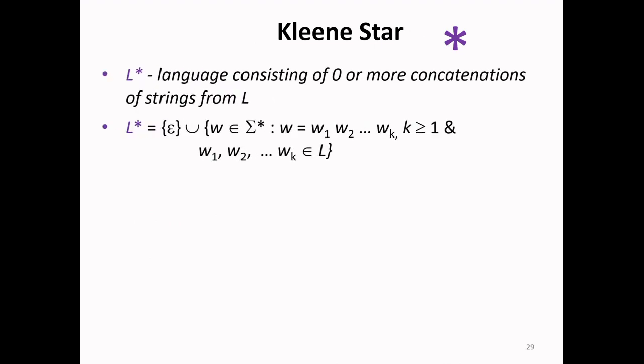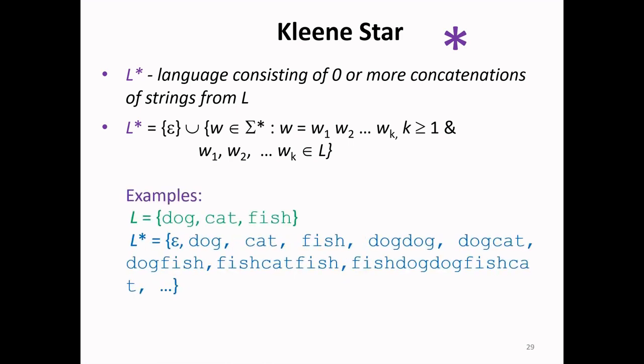Kleene star. L star is the language consisting of zero or more concatenations of strings from L, that is, all possible strings of L. For example, if L contains three strings, dog, cat and fish, then L star is all possible combinations of this L, that is, first epsilon, dog, cat, fish, dog dog, dog cat, dog fish, then fish cat, fish fish, dog dog fish cat, and so on.